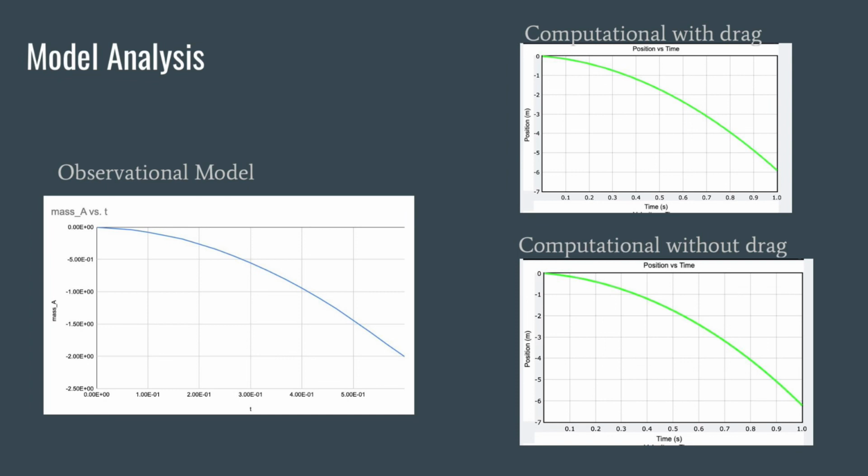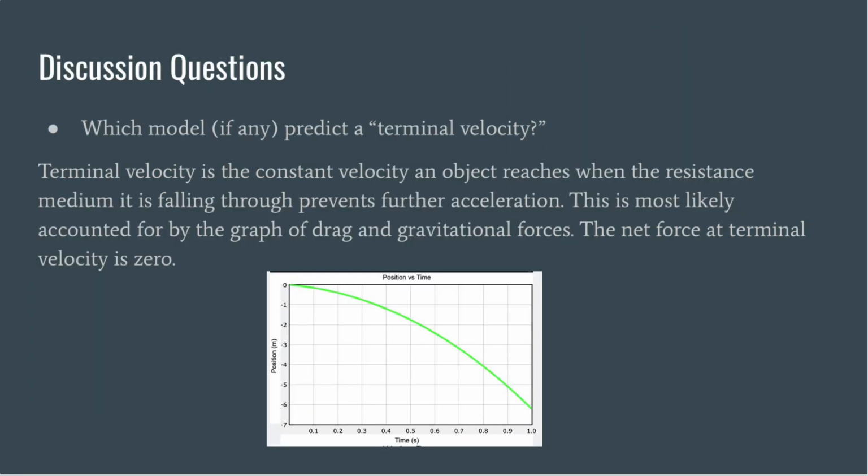The first discussion question asks, which model, if any, predicts a terminal velocity? Terminal velocity is the constant velocity an object reaches when the resistance medium it is falling through prevents any further acceleration. This is most likely accounted for by the graph of drag and gravitational forces. The net force at terminal velocity is 0.